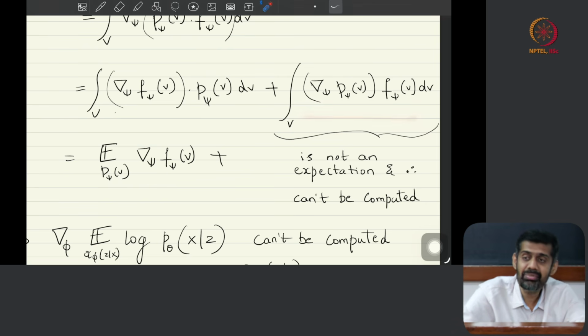What is the second term? The second term is not an expectation, because we have the product of a function with the gradient of a density function. Now, this cannot be computed unless you know the density function and the gradient of it. The whole problem is that we do not know the density functions. The second thing is that this integral is also not tractable, because the variables that we are looking at here are coming from very high dimensions. Therefore, the second term, which cannot be written as an expectation, cannot be computed. Now, this is the problem.